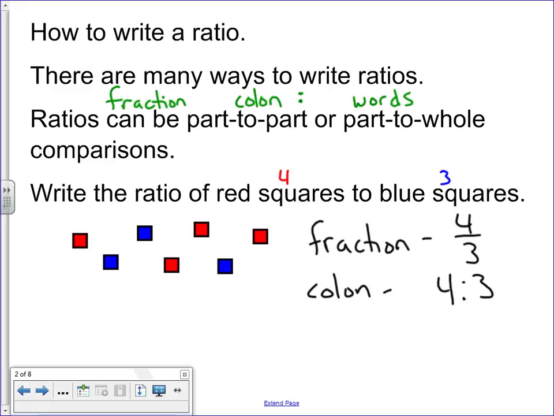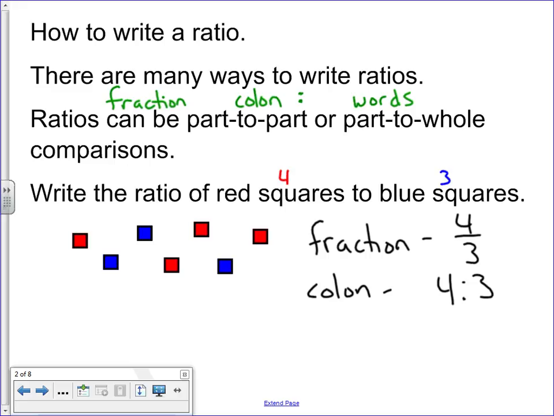You'd write it horizontally. Again, order matters. Whatever it asks for first, the red squares, has to come first. Whatever it asks for second, the blue squares, has to come second. Keep it in order. Just like in a fraction, you can't change around the numerator and denominator. A ratio is no different. You can't just decide which goes first, which goes second on your own.